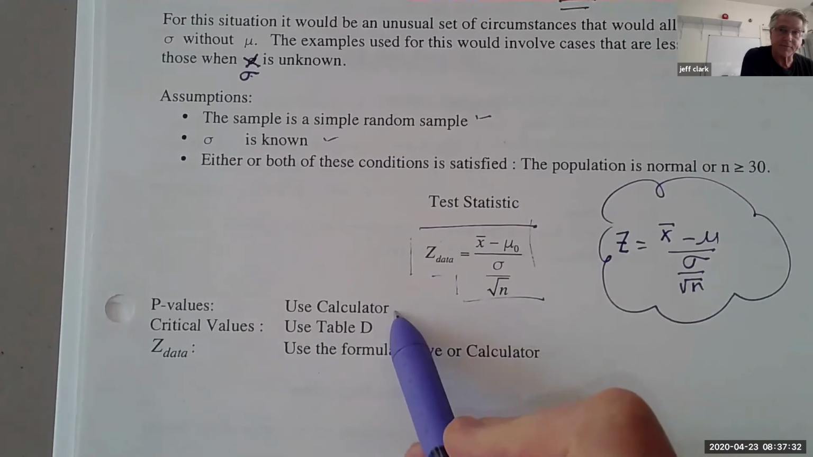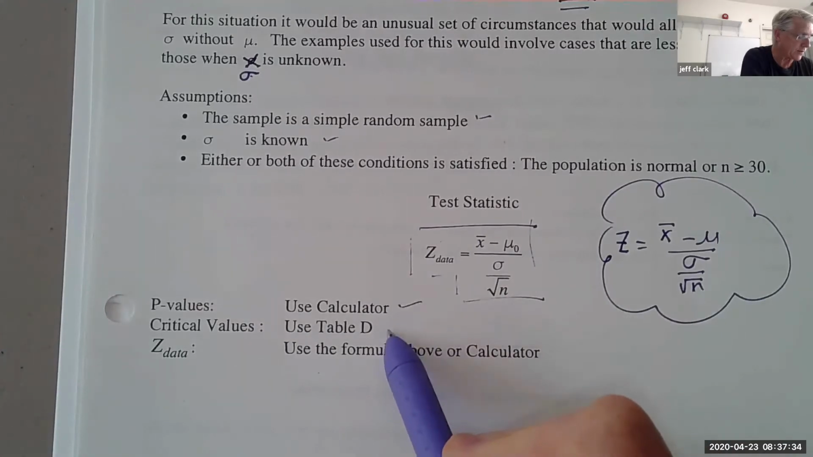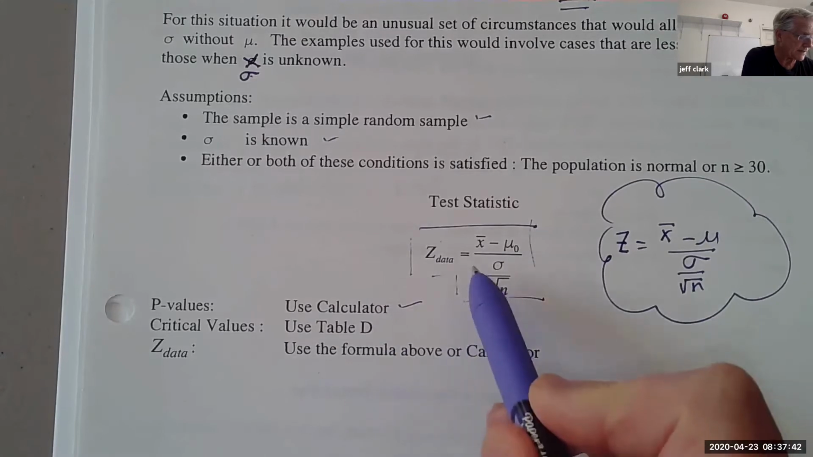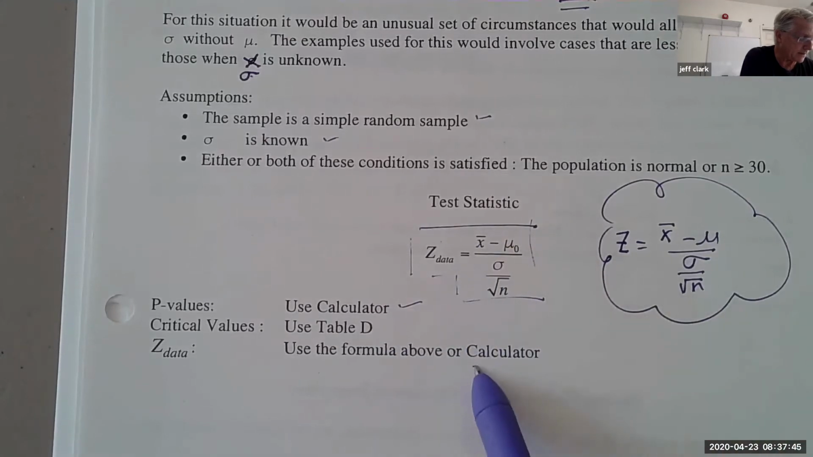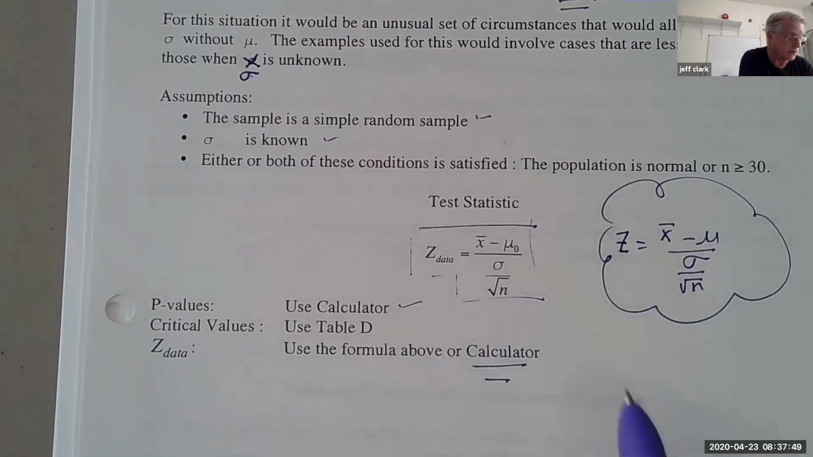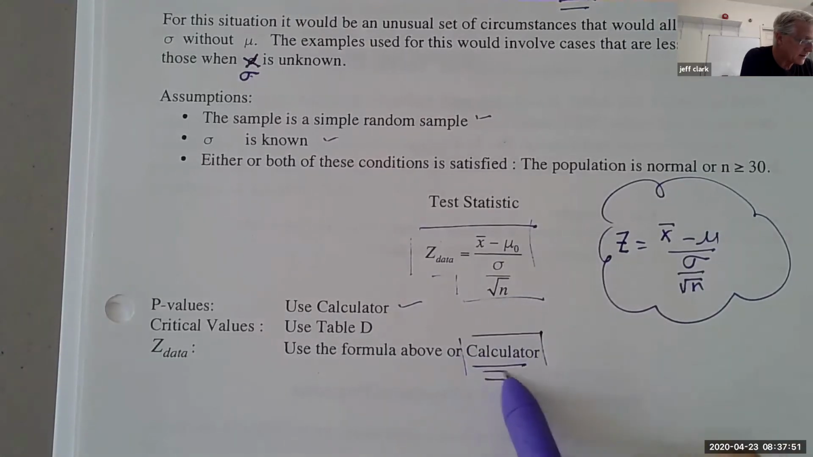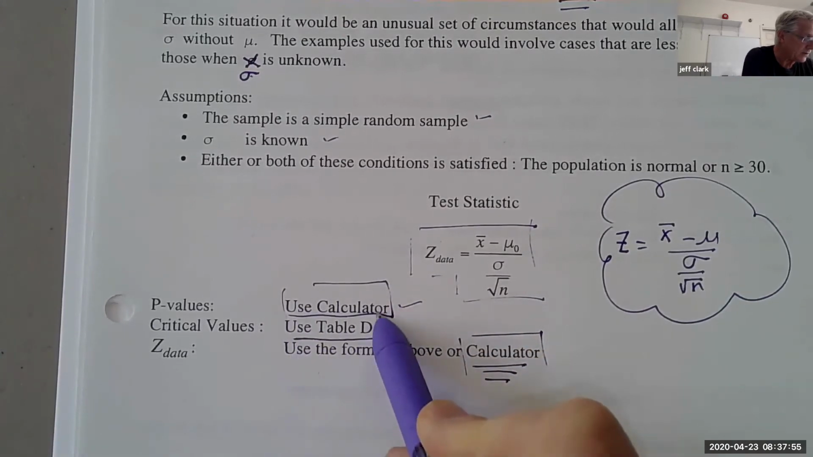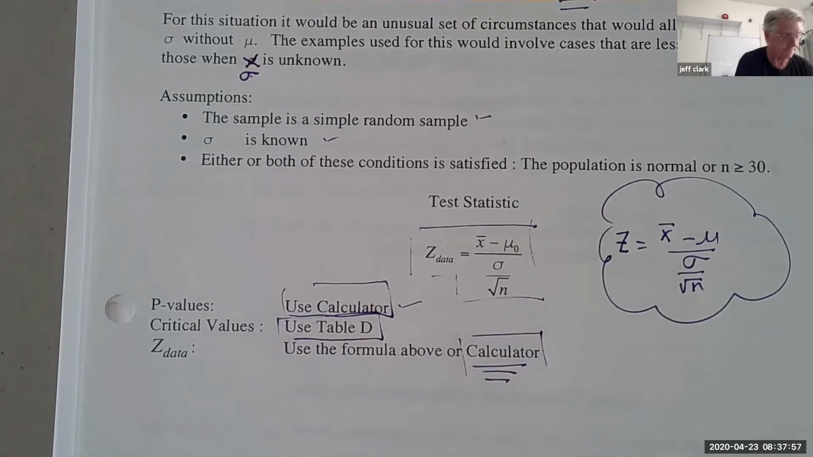The p-values are going to be found by the calculator. The critical values we're going to get from the table. And we're going to either use the formula that's up here, or better yet, use the calculator, and that's the best way to do it. So that's what I'll do: calculator, calculator, nice. And for this one here, we will have to use table D, and I'll show you how to do it.